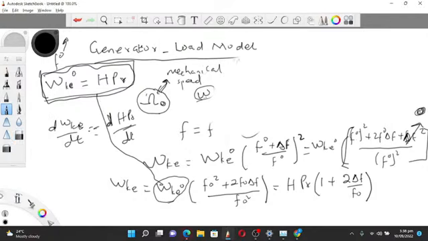So we know that our new kinetic energy WKE is approximately, it's an approximation because we are saying this change in F is 0. Well, it won't be 0 exactly, but that's why it's an approximation. HPR multiplying 1 plus 2 delta F over F0.